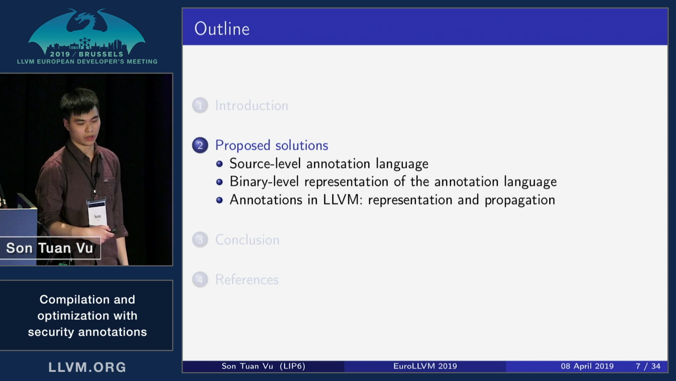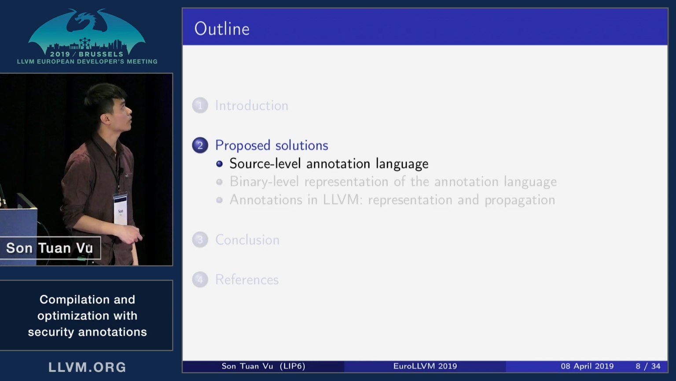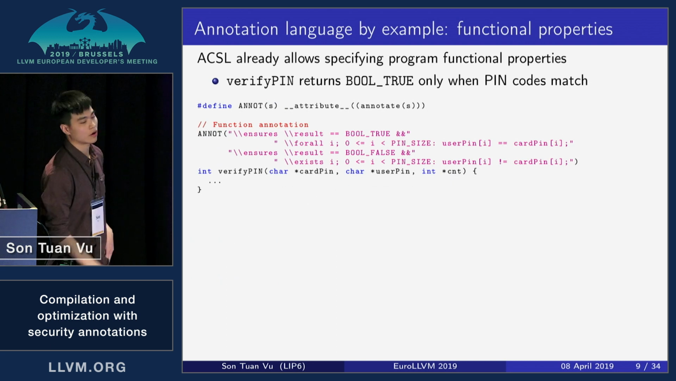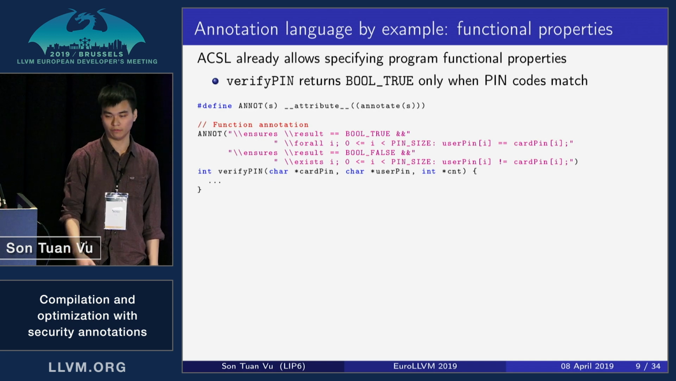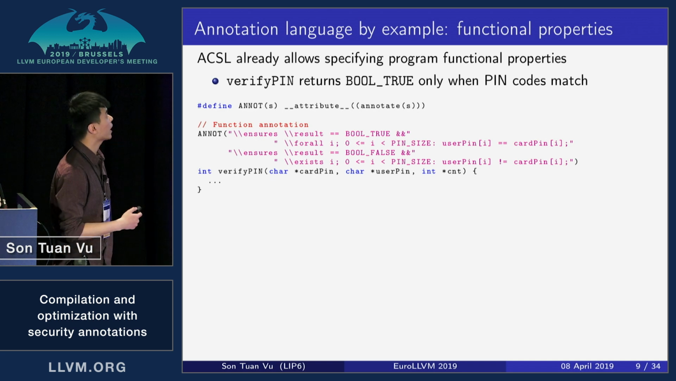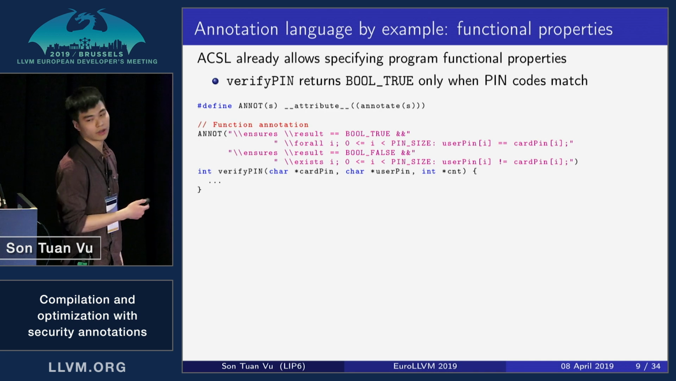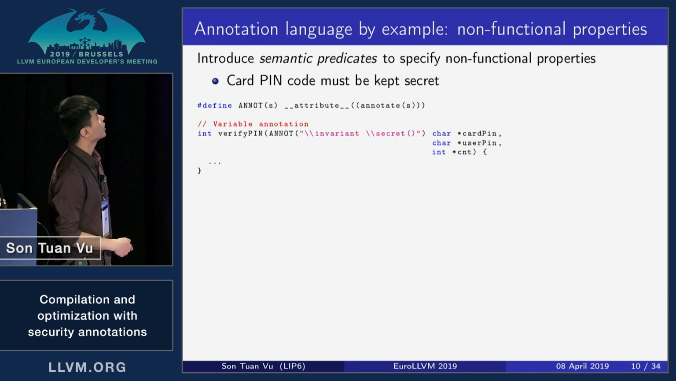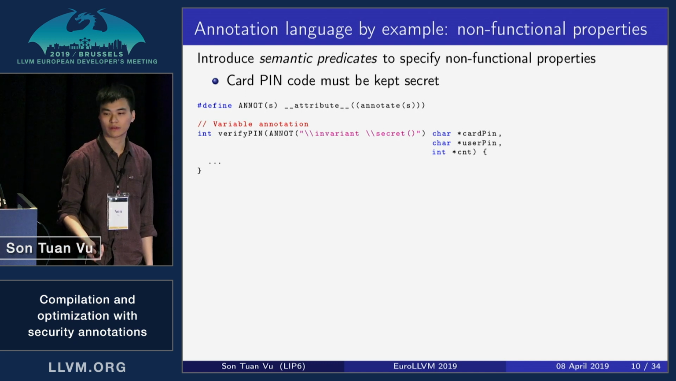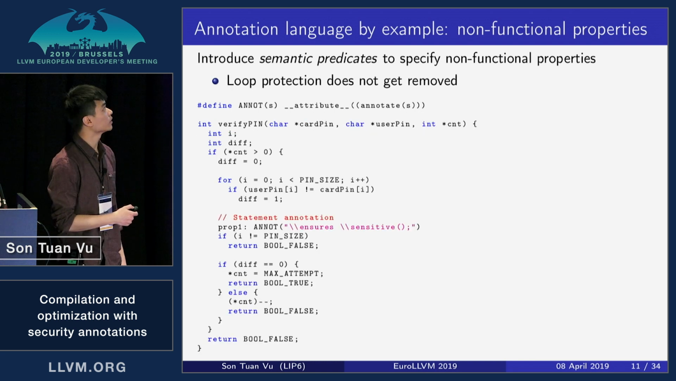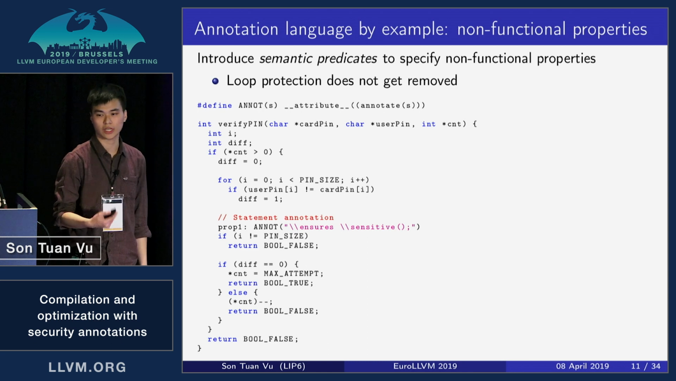Let's start with our annotation language. Our language is based on ACSL because it already allows specifying program functional properties. So for example, here we can annotate the function verify PIN using a logic predicate that expresses the correct behavior of the function. And then we introduce some semantic predicates to specify non-functional properties. For example, a secret card PIN parameter, or sensitive loop protection.